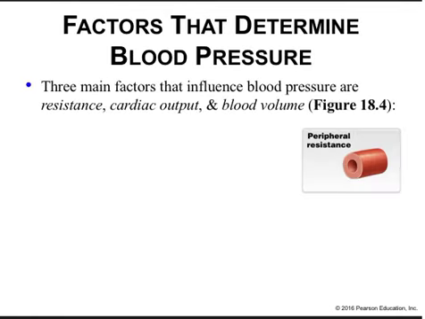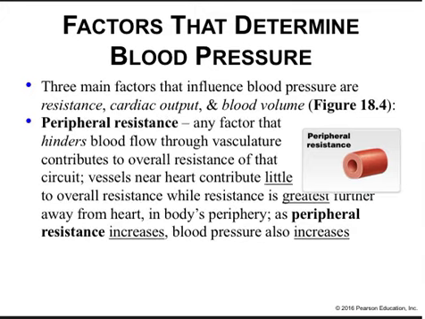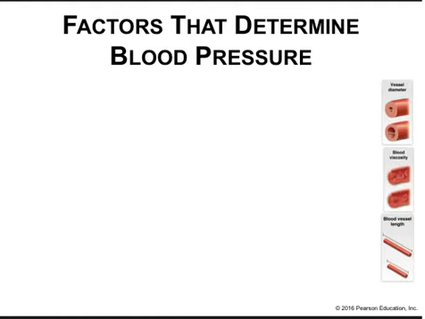Three main factors that influence blood pressure are the resistance, the cardiac output, and the blood volume. The peripheral resistance is any factor that hinders blood flow through the vasculature, contributing to the overall resistance of the circuit. Vessels near the heart contribute little to the overall resistance, while resistance is greatest further from the heart in the body's periphery. So, as peripheral resistance goes up, blood pressure also goes up.